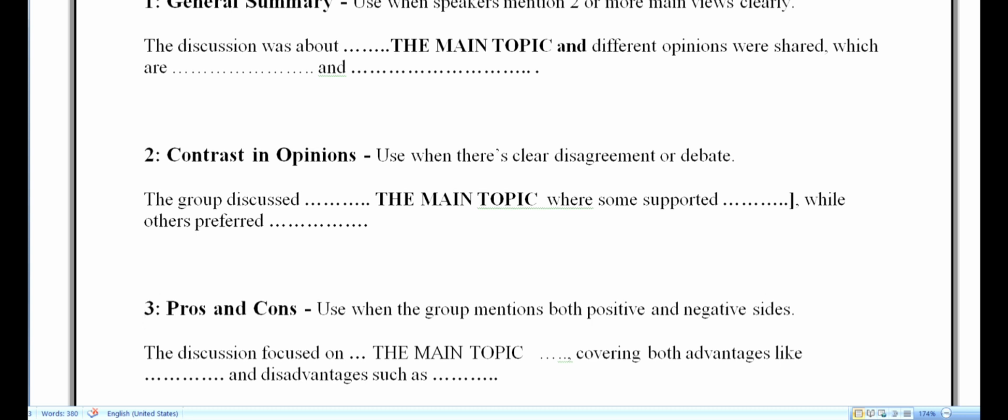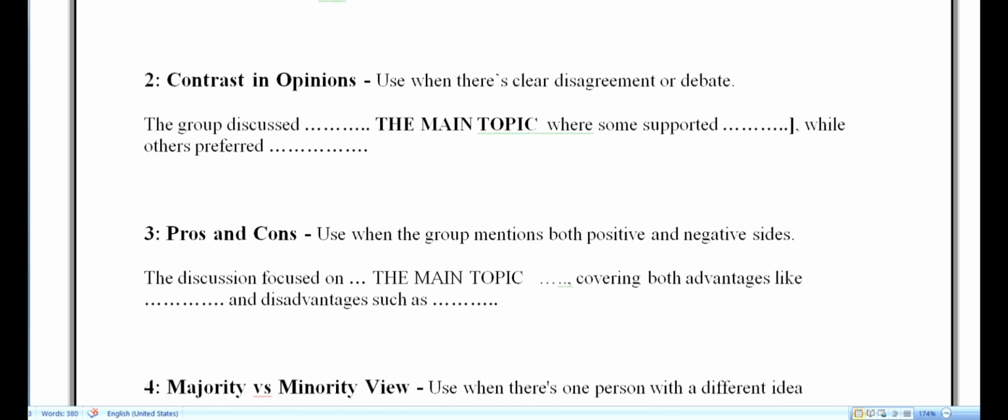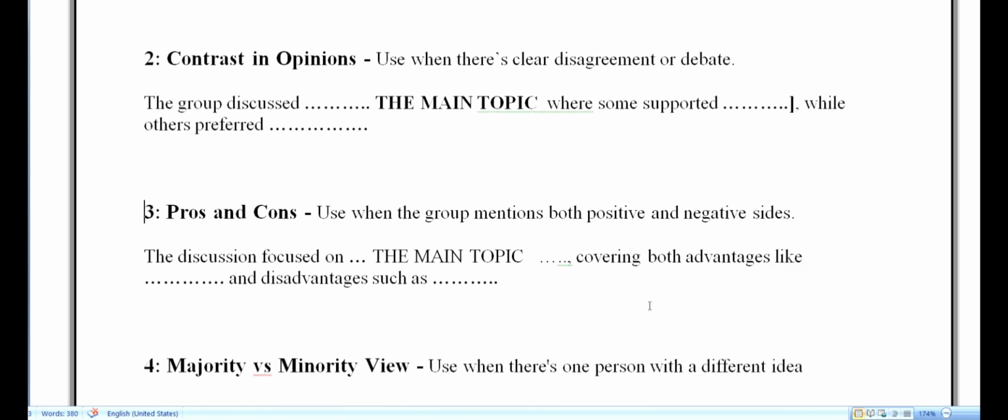Topic number 2, situation number 2. It is contrast in opinions. When there is a clear disagreement or debate, the context will generally be in an academic situation. So maybe they are dismantling the library space. So the students have a disagreement, or maybe the students have developed a debate. So how do you respond? The group discussed, you speak about the main point, where some supported so and so while others preferred so and so.